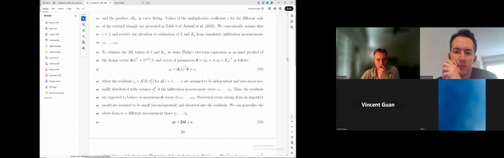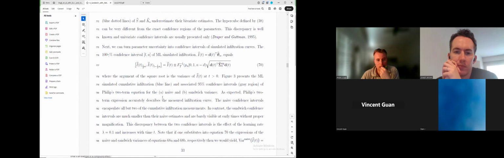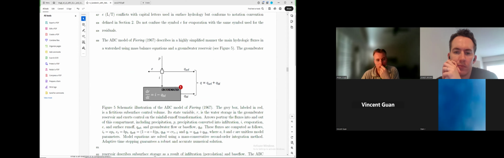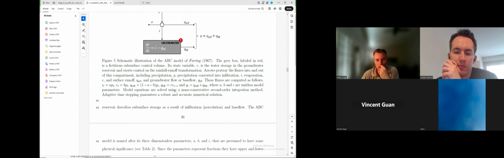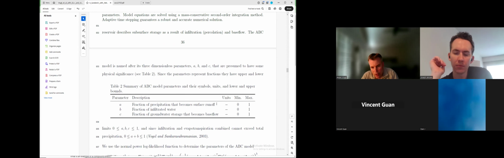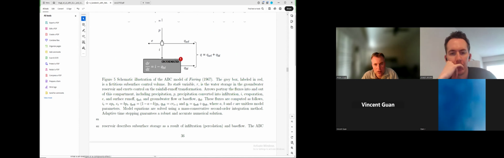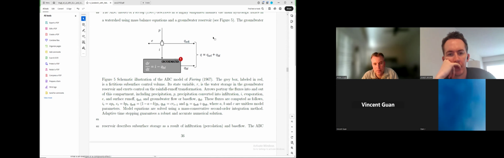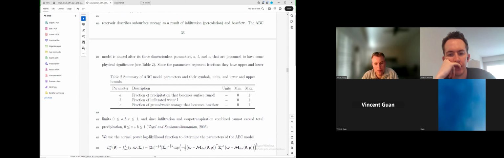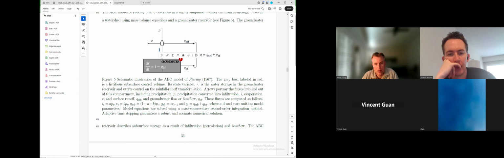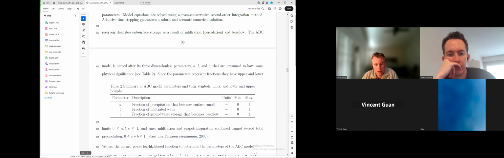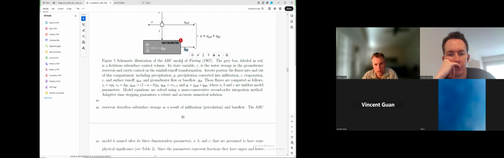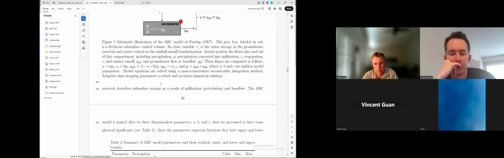I can't answer that in general, that is really model dependent. In the case study that I use with A, B, C, here we have a table. A is the fraction of precipitation that becomes surface runoff, so A times P is this flux. Then B is the fraction of infiltrated water, so likely I is B times P, or something related. And then C is the fraction of groundwater storage that becomes base flow, so this flux is C times its storage value. So those are the parameters.